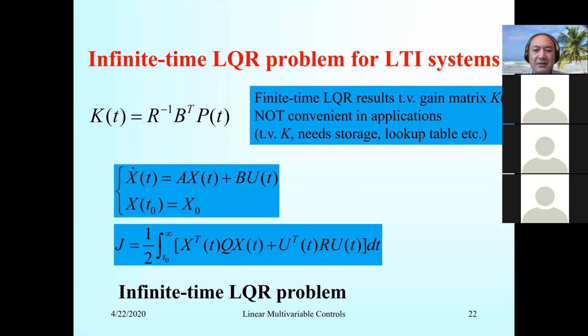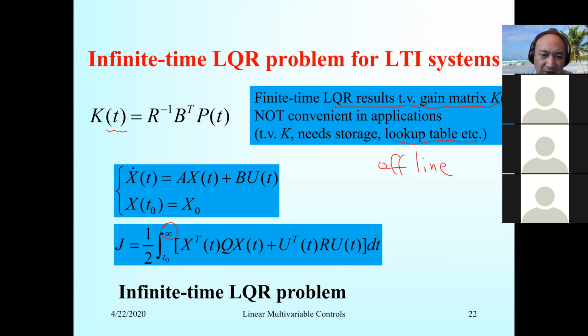So now it's time to talk about the infinite time LQR problem. What's the difference? In finite time LQR, you basically have a time-varying gain matrix KT. You have to build KT as a lookup table, computed offline. But in reality, I want the system to always be under control, so putting TF to infinity is a reasonable way of doing it.